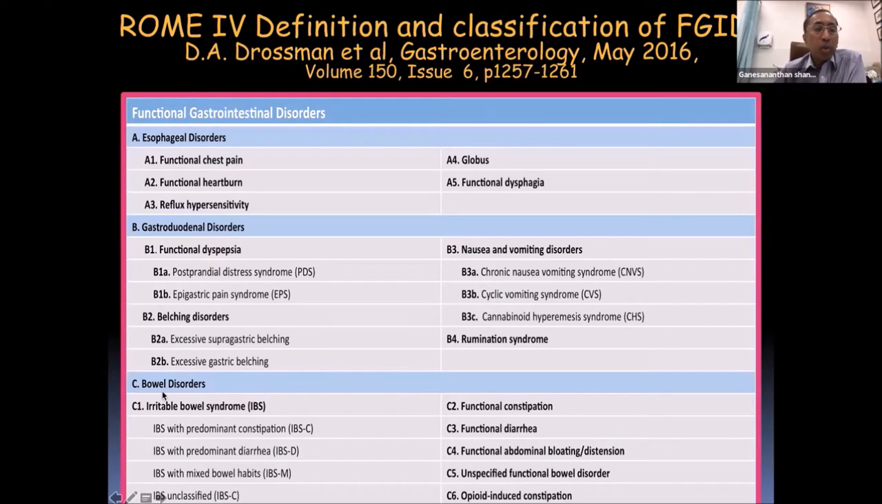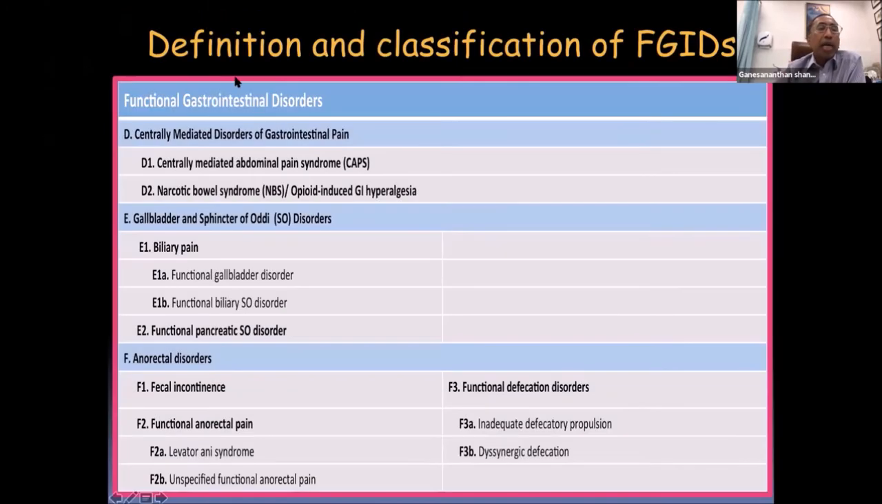It also includes irritable bowel syndrome, which moves from constipation predominant to diarrhea predominant. I won't go through all this. I want to get your focus to gastroduodenal disorders: functional dyspepsia, the postprandial distress syndrome, and the epigastric pain syndrome. Of course, there are other functional disorders: the centrally mediated disorders of gastrointestinal pain, the gallbladder and sphincter of Oddi disorders, and anorectal disorders. These are disorders where you have excluded structural abnormality and you're left with a functional disorder.